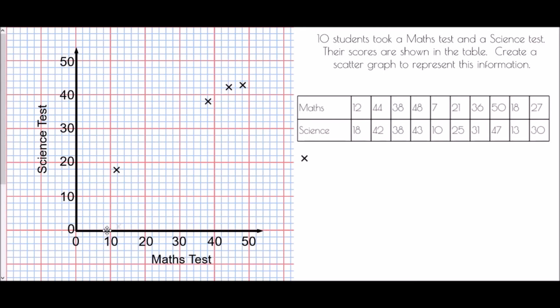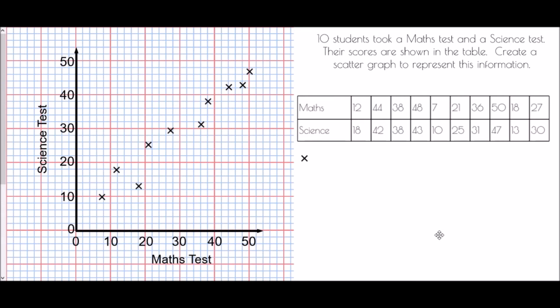7 on the maths test, but 10 on the science test. 21 on the maths test, 25 on the science test. 36 on the maths test, 31 on the science test. 50 on the maths test, 47 on the science, 18 on the maths test and 13 on the science, and finally 27 on the maths test and 30 on the science test. That should just be a little bit higher, but you get the picture.